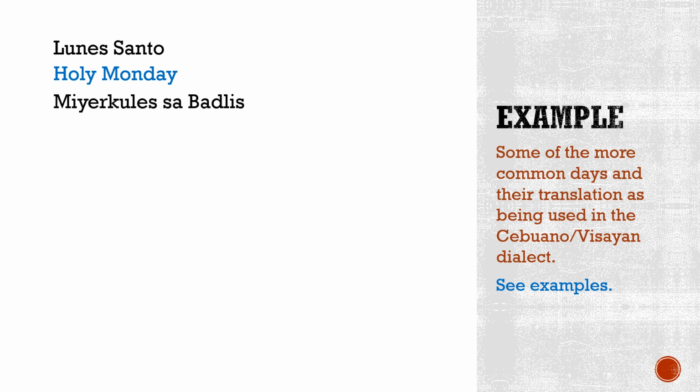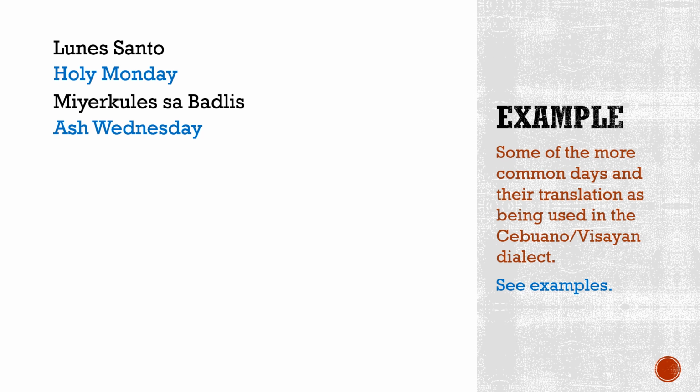Miércoles Sabadlis. Miércoles is Wednesday, and Badlis is an act of etching or drawing a line or putting a mark. So, do you know what Miércoles Sabadlis is? Again, this day is celebrated during the Lent season. So, Miércoles Sabadlis is Ash Wednesday.